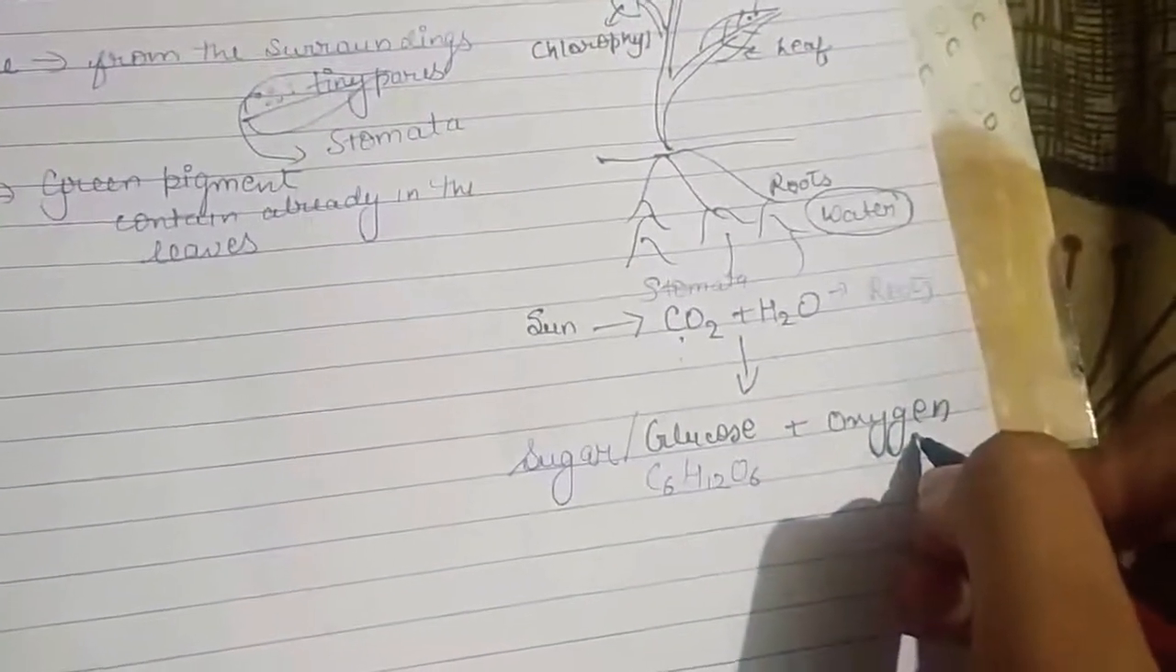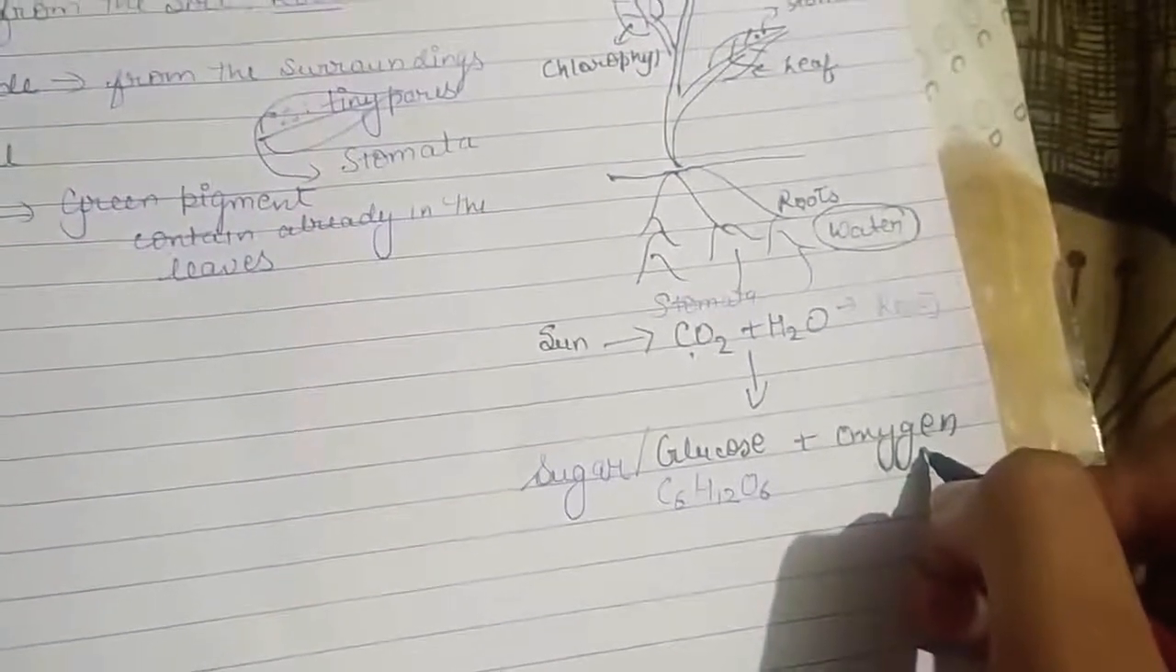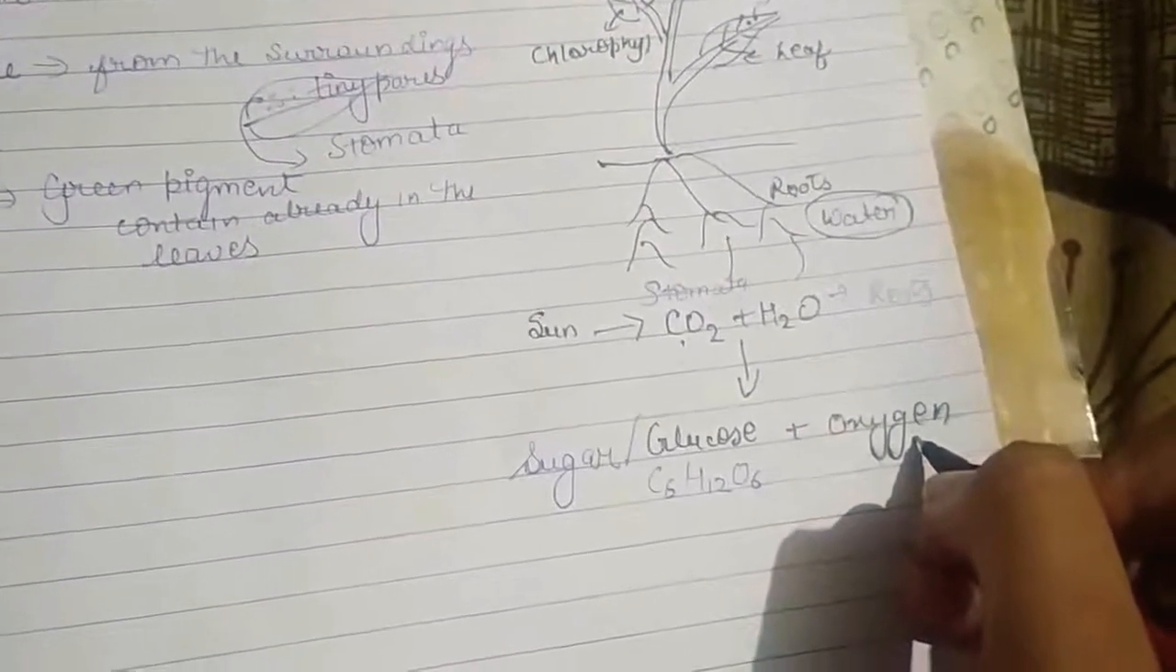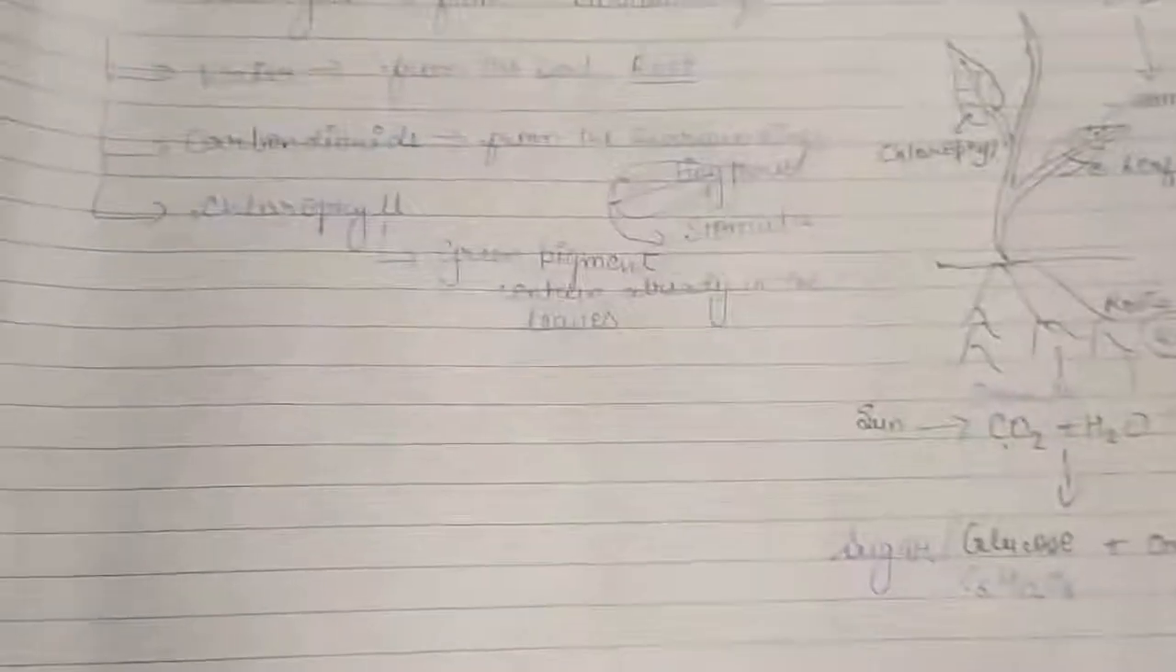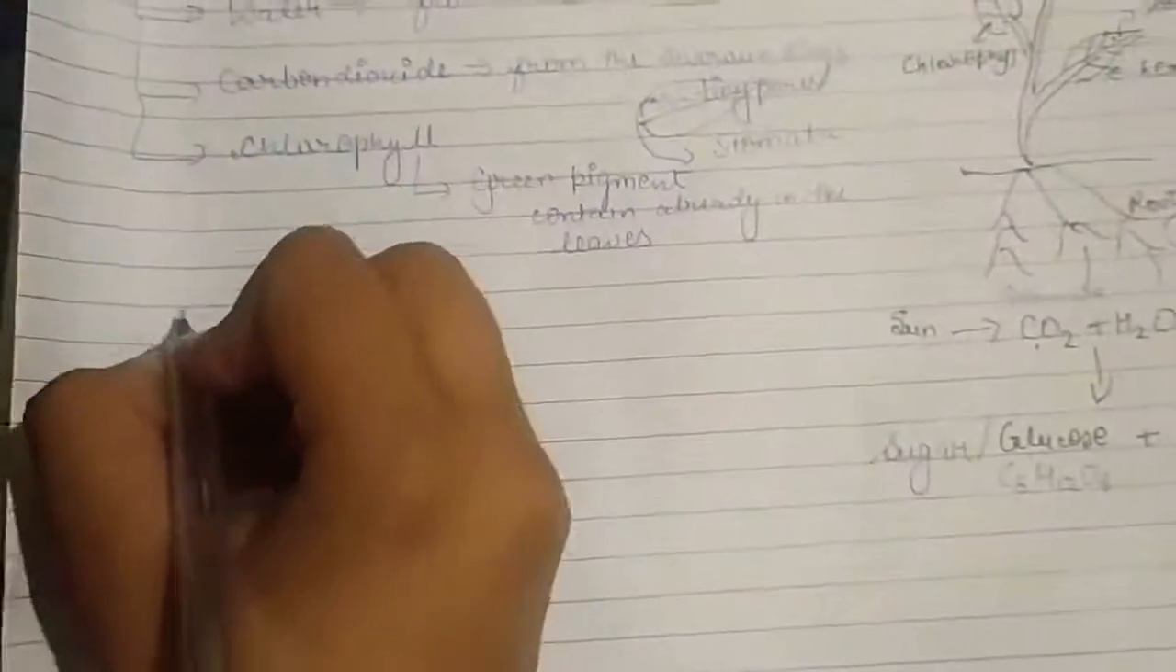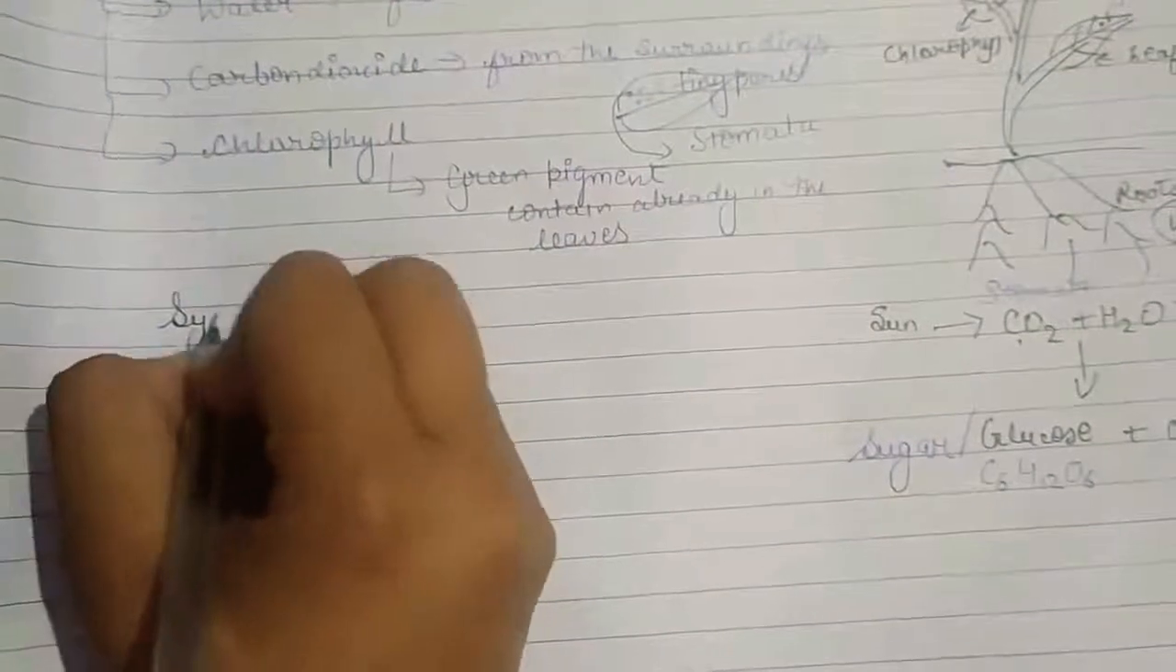Oxygen, we are very well aware of the fact that plants release oxygen and we humans take the oxygen from the plants, which is required for the survival of humans. This is all about the process of photosynthesis. Now move to our next topic, that is synthesis of plant food other than carbohydrates.